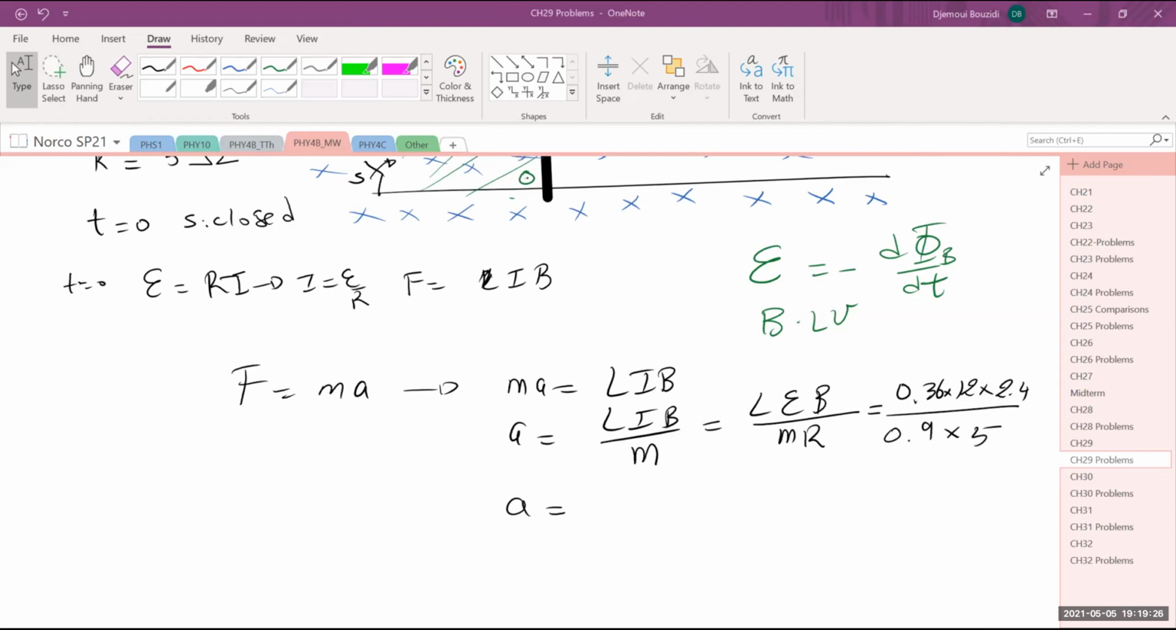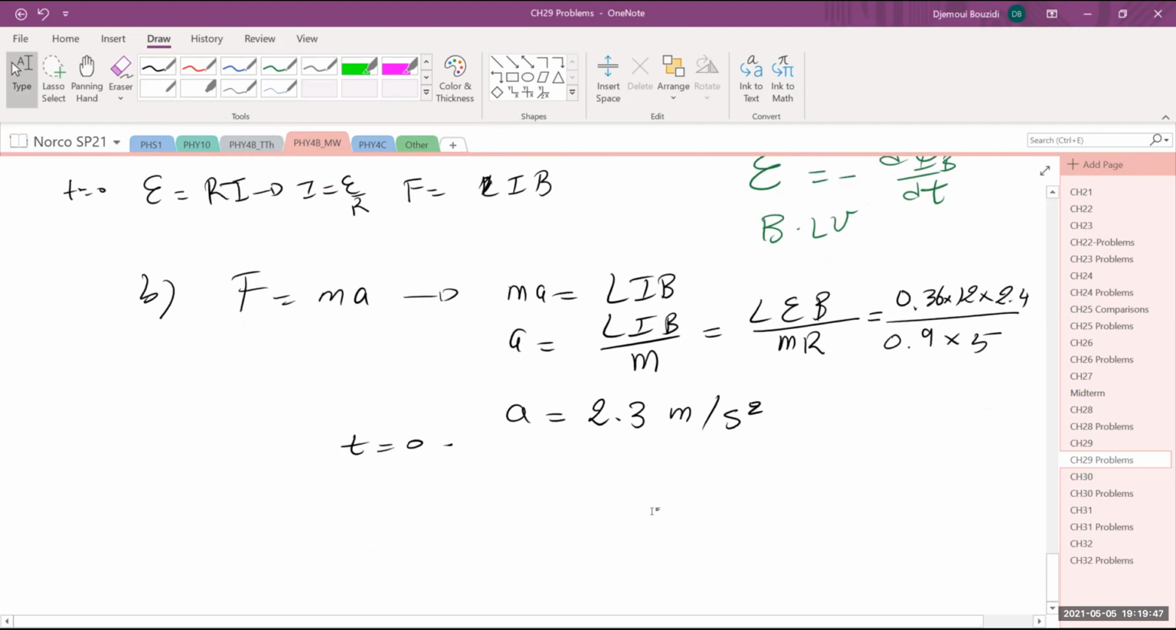And the answer is 2.304. Remember, there are only two sig figs. 2.3 meters per second for every second, or meters per second squared. So that is the acceleration immediately after. So this is not the acceleration all the time. This is immediately after t equal to 0. Okay.